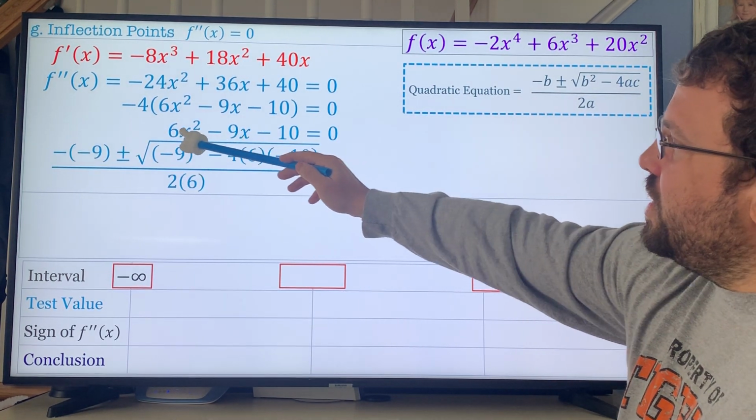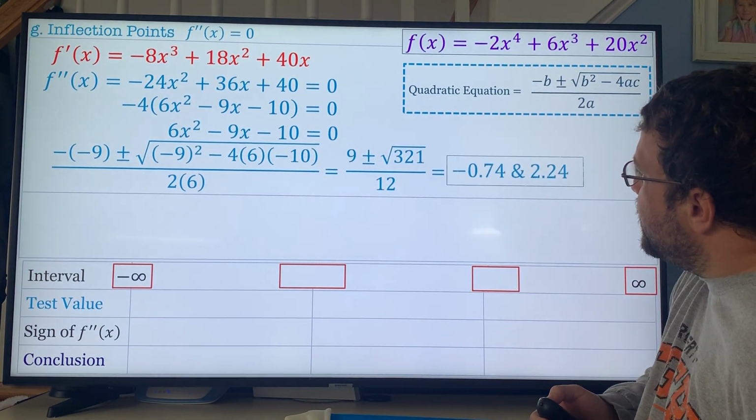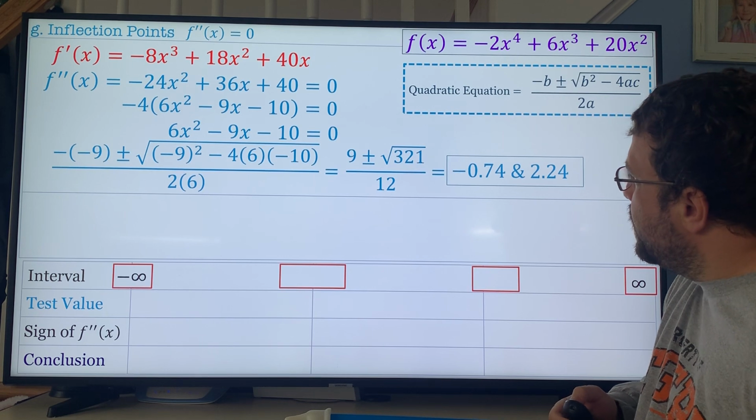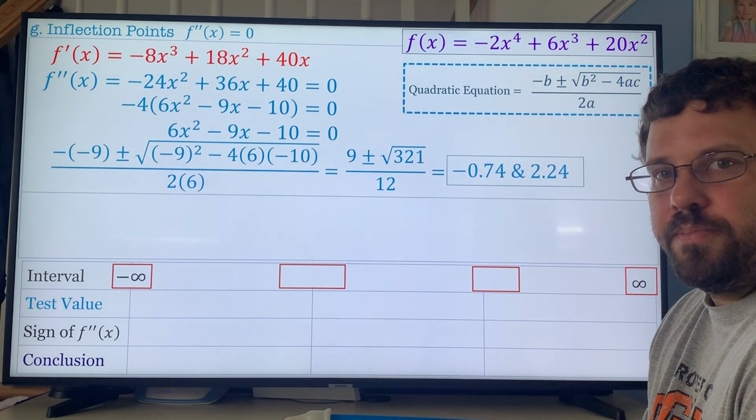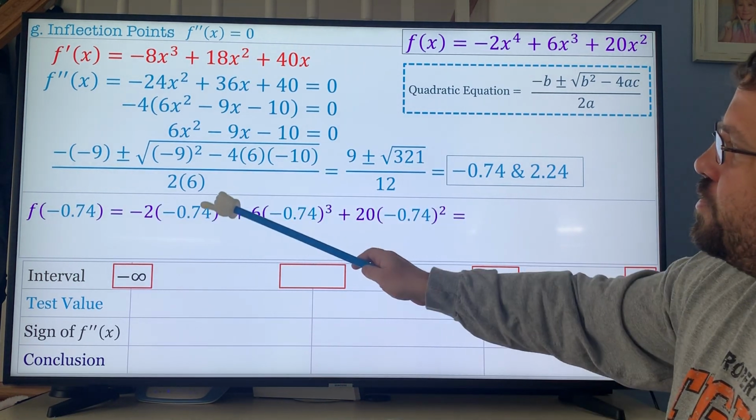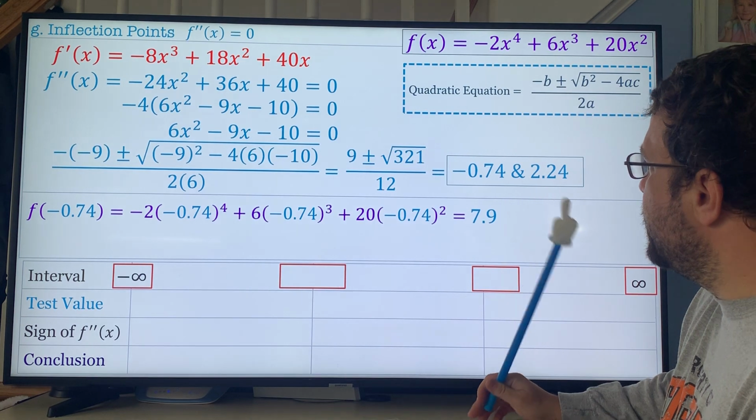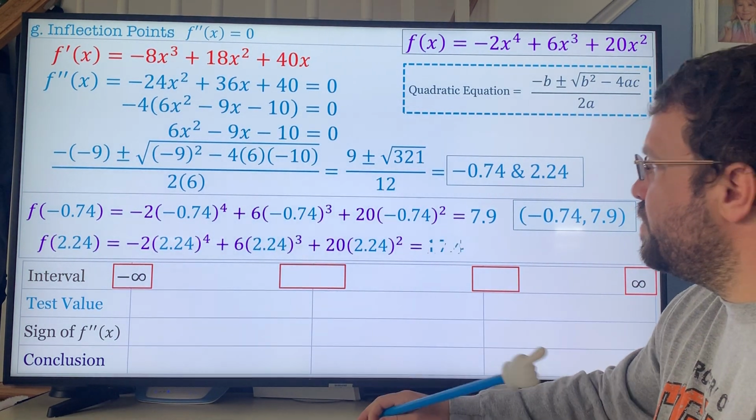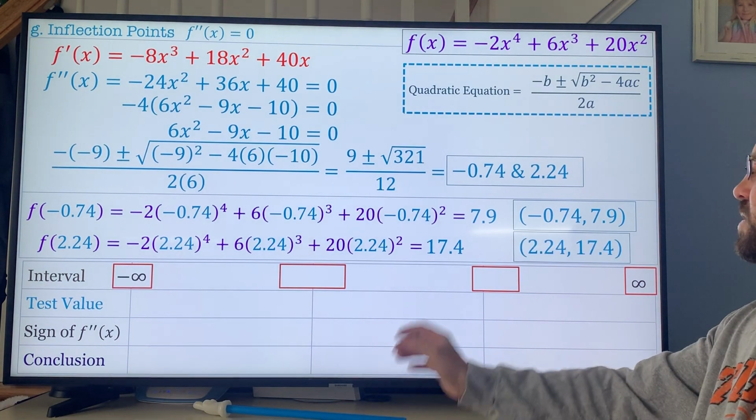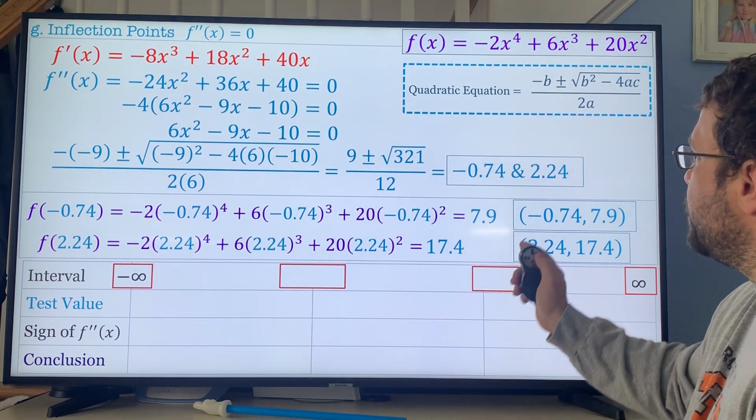Negative, this is your B, your A, your C. You type it in, you get as an answer negative 0.74 and 2.24. Got it? Awesome. Type in negative 0.74, you get 7.9. Type in 2.24, and you get 17.4. So these are my 2 inflection points, points where they change the concavity.